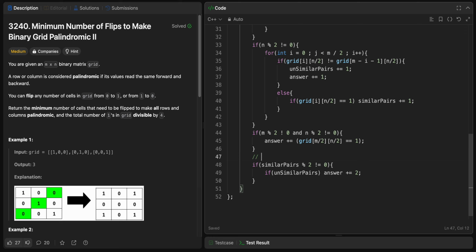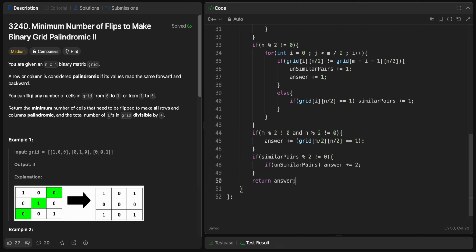And also I'm having three similar 1 1 pairs. So 3 pairs, 1 1 1 1 1 1. So in this case, to make it divisible by 4, we need to make two ones into zeros. So my answer would be incremented by 2.